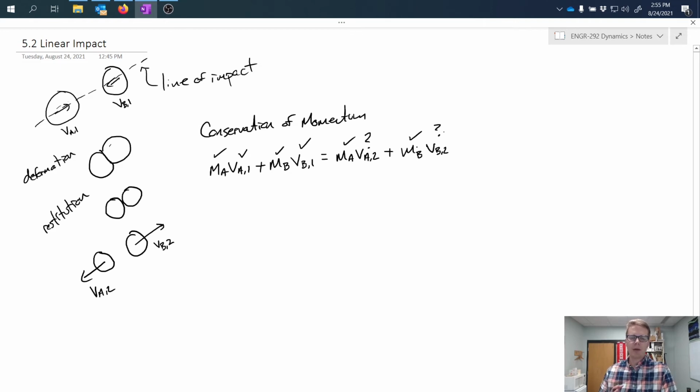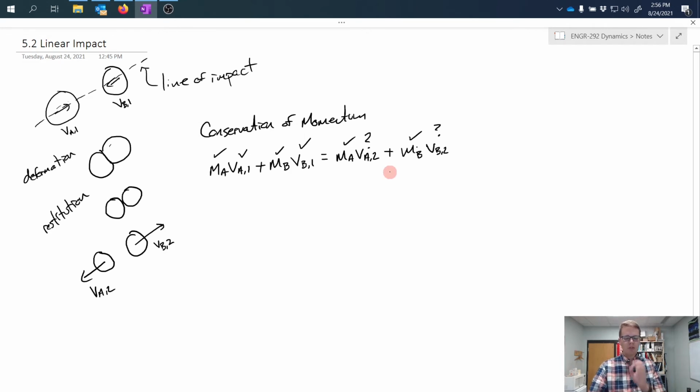Now, the problem that we should see right away when we look at this is that we have one equation, but we have two unknowns, the velocity of A and the velocity of B, right after the collision. So that's a problem, right? We don't have enough information to solve this problem at the moment.